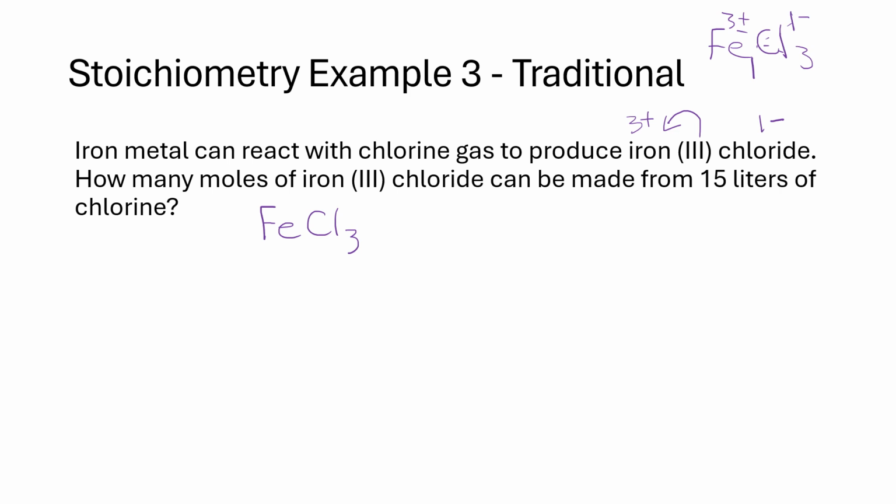Oh, whoops, that's what we're going to make. Let me just erase that and move that over a little bit. Didn't leave myself enough room there. All right, so yeah, FeCl3 is a product, and it's made by reacting iron with chlorine gas.